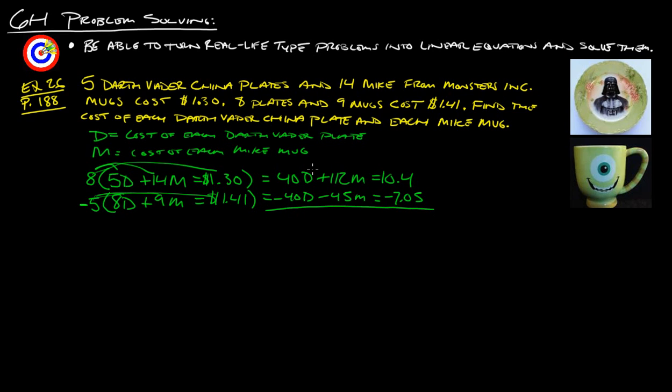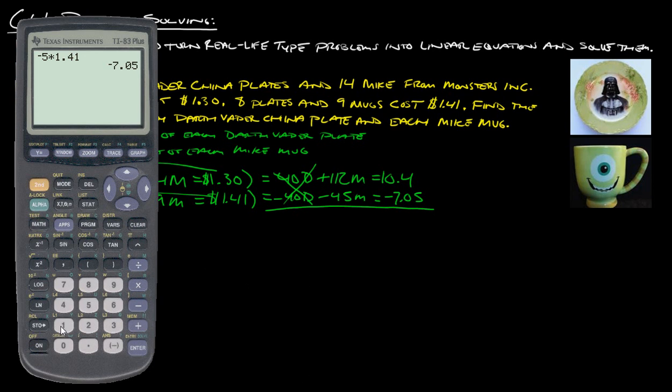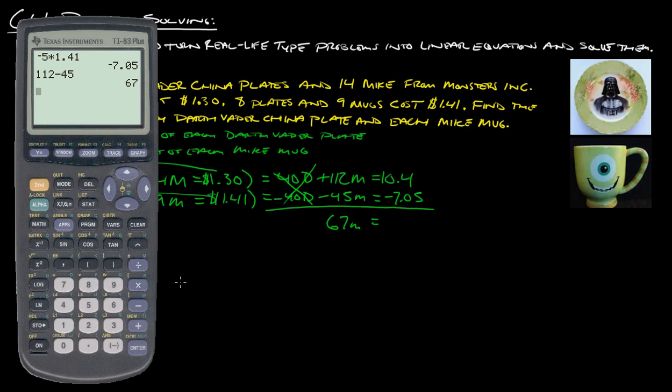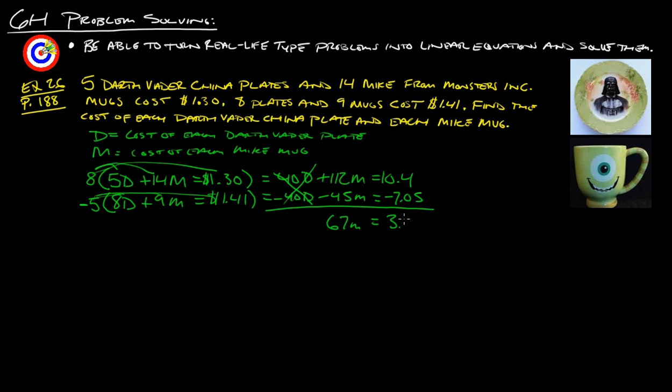Now we can add these two lines together, and then these D's are going to cancel out. So we have 112 minus 45 gives us 67M equals, and then we got $10.40 minus $7.05, and we get $3.35.